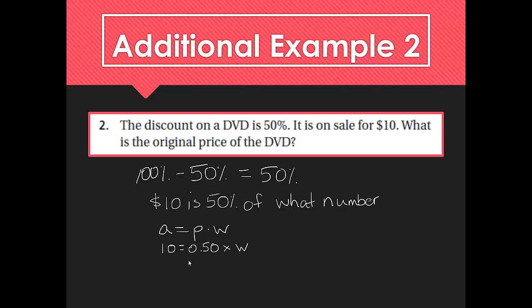So to solve this, we're going to be dividing both sides by 50 hundredths, and that will then give us W. And 10 divided by 50 hundredths is 20. So W would be $20. So the original price is $20. So if it was $20, our discount was 50%, where we paid half of the price, half of 20 is 10. And the story problem tells us it's on sale for $10.